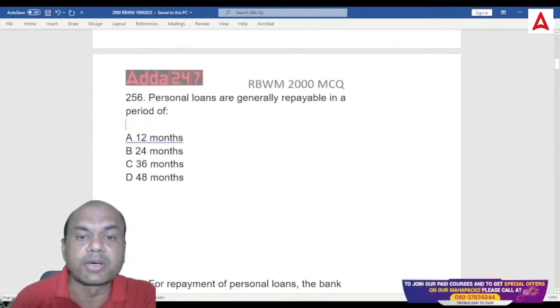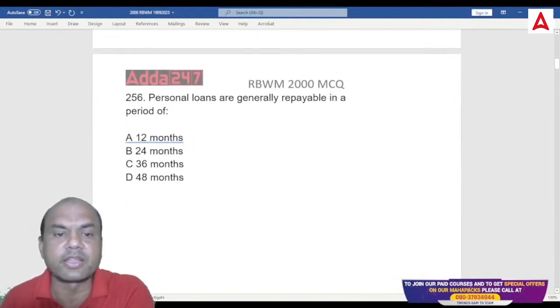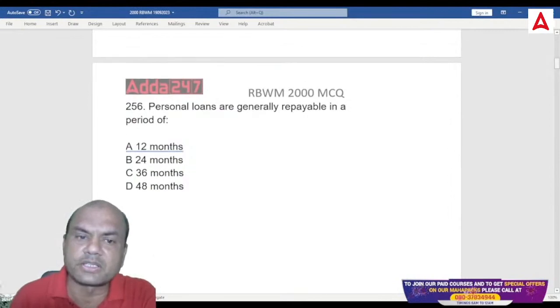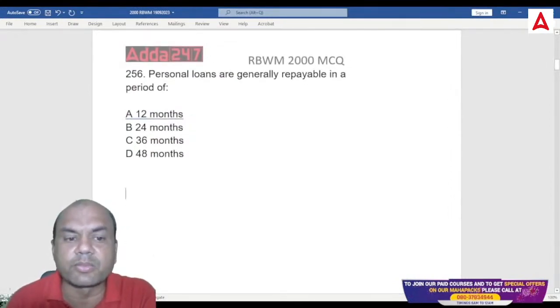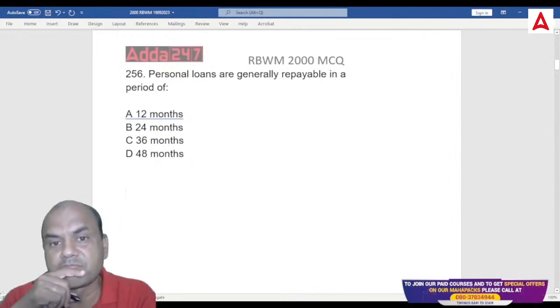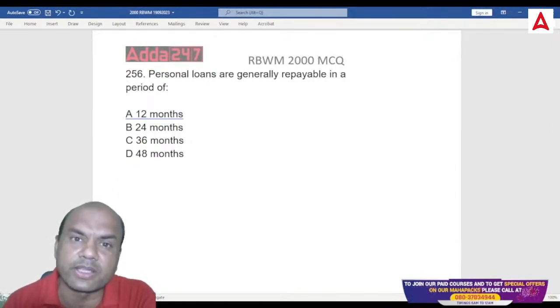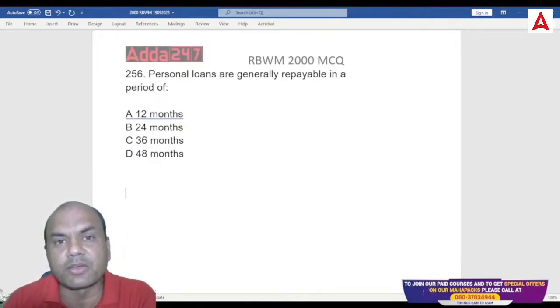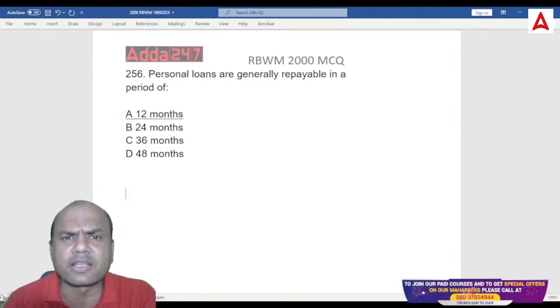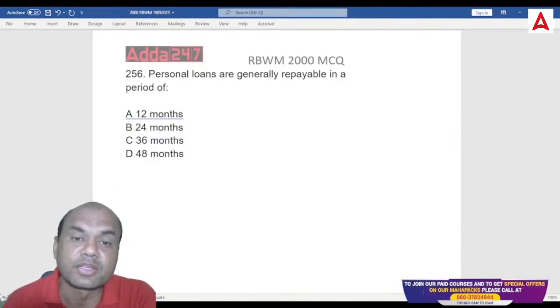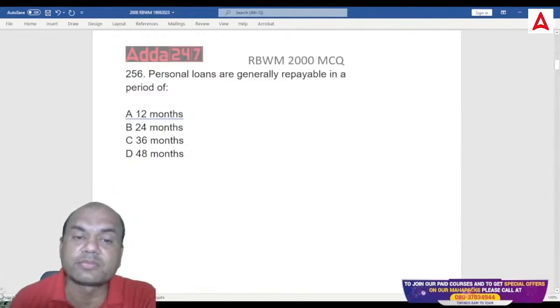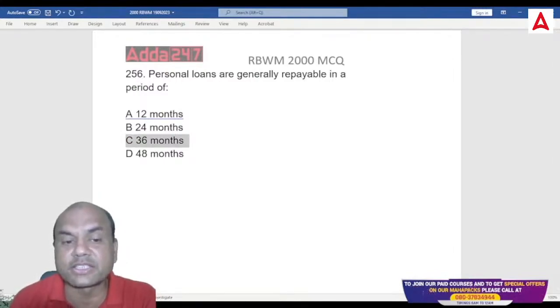Next one. Personal loans are repayable in the period of what? What do you say, guys? 12 months, 24 months, 36 months, 48 months. Generally, I am talking of generally. Now, any bank can give personal loans for 5 years also. Maximum loans allowed for the banks are 10 years, right? So, some bank can say, okay, I'll give it for 10 years. That's not an issue. But generally, 90% banks, how long do they give these PLs? They give the PLs for 36 months. Okay, 36 months. Always remember, PLs are always given generally for 3 years.